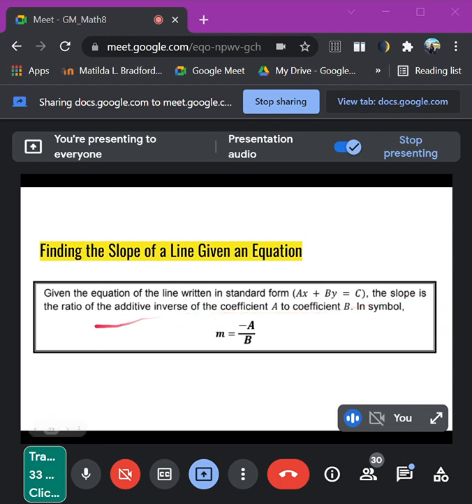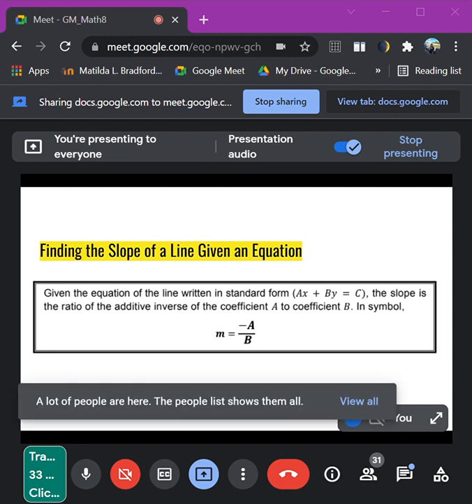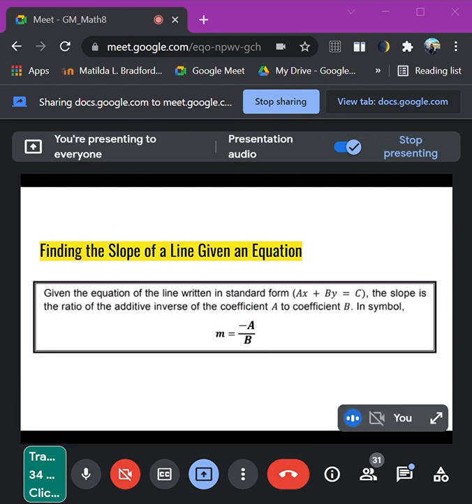And then you are going to get the additive inverse of coefficient A over coefficient B. Or if we write it as our equation, you can have M equals negative A over B. Okay? So you already have two equations here for the slope. If points are given, you can use y sub 2 minus y sub 1 over x sub 2 minus x sub 1. If an equation is given, you can use negative A over B.